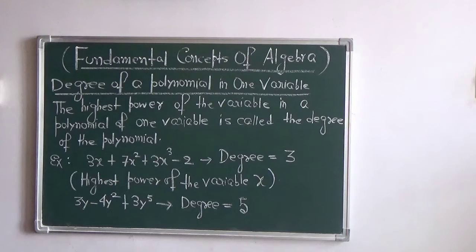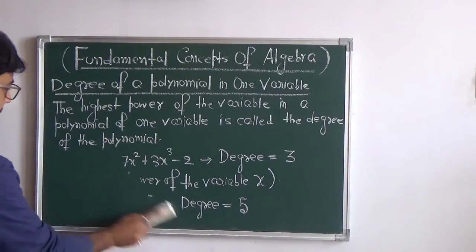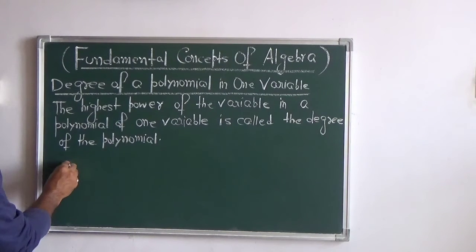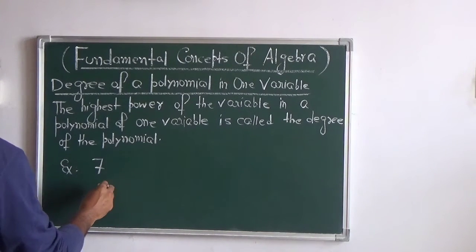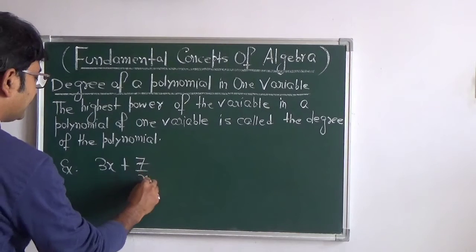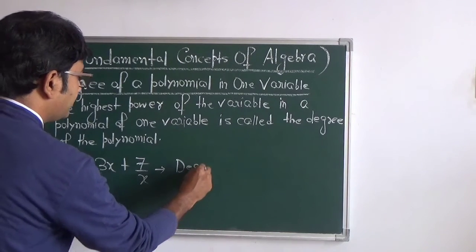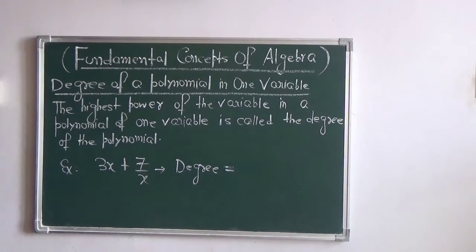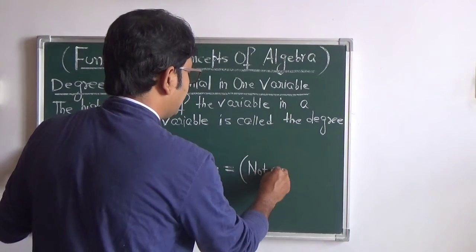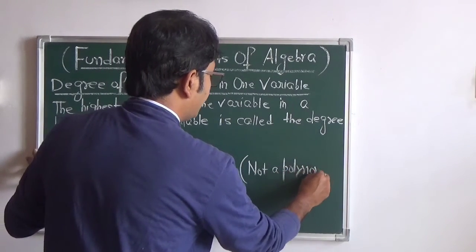So now I can take another example. What will be the degree of this polynomial? If I write the polynomial as 3x plus 7 by x, what is the degree of this polynomial? Can anyone tell me what is the degree of this polynomial? Sir, no degree. Because it is not a polynomial. Yes, excellent. It is not a polynomial. Very good.